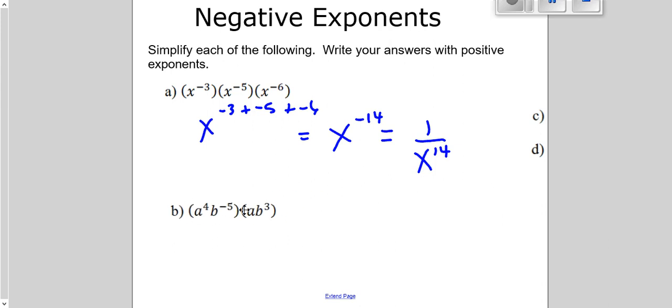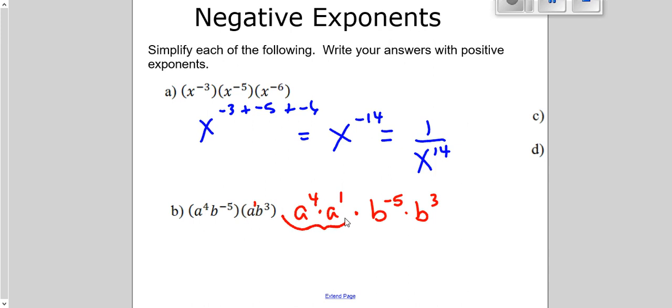Okay, so we have different bases going on here, so we can only multiply together the bases that are the same. So it's very important. What's going to happen is we're going to have a to the 4th times, so let me just change this up, a to the 1, even though there isn't an exponent there, it's assumed to be a 1, times b to the -5 times b to the 3. So I'm just putting them all together, my a's and my b's.